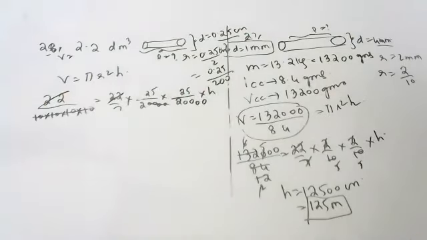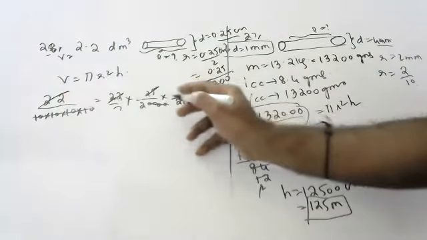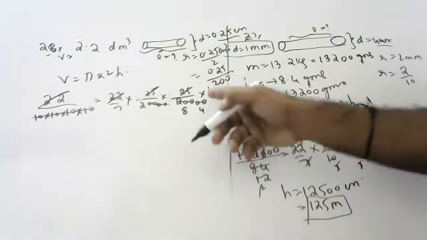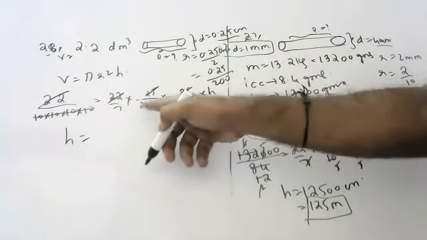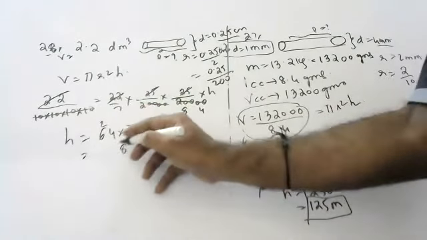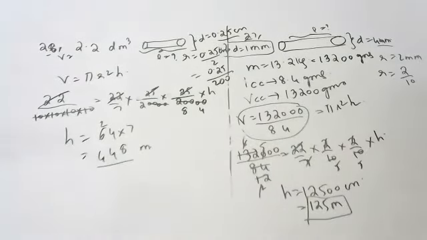So what do we do? 25 8s are 200, 25 4s are 100. So h is equal to 8 4s are 32, 32 2s are 64, 64 into 7 is the answer. 7 4s are 28, 7 6s are 42, 448 meters. 448 meters is the length of the wire.